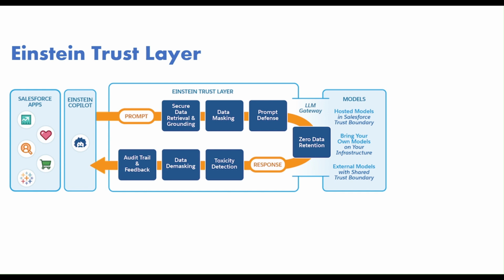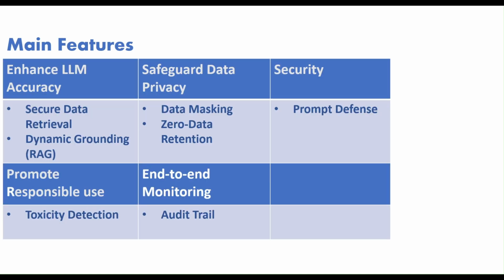How does Trust Layer accomplish all these features? Let us take a look. To enhance LLM accuracy, the Trust Layer uses secure retrieval and dynamic grounding. To safeguard data privacy, it uses data masking and zero data retention. To secure interactions with the LLM, the Trust Layer uses prompt defense. To promote responsible use, it applies Toxicity Detection. And for end-to-end monitoring, the Trust Layer uses Audit Trail.